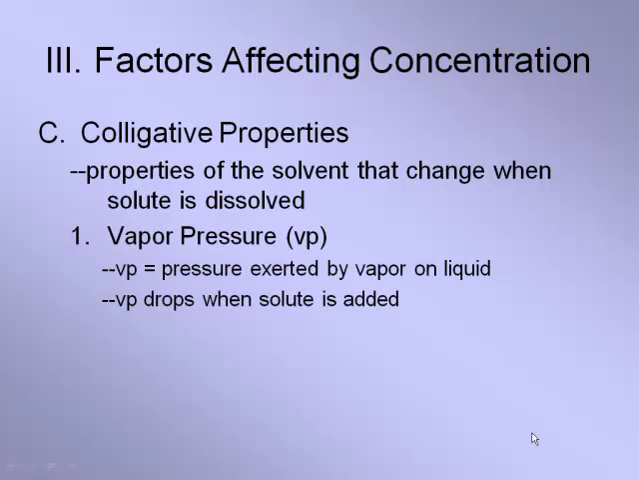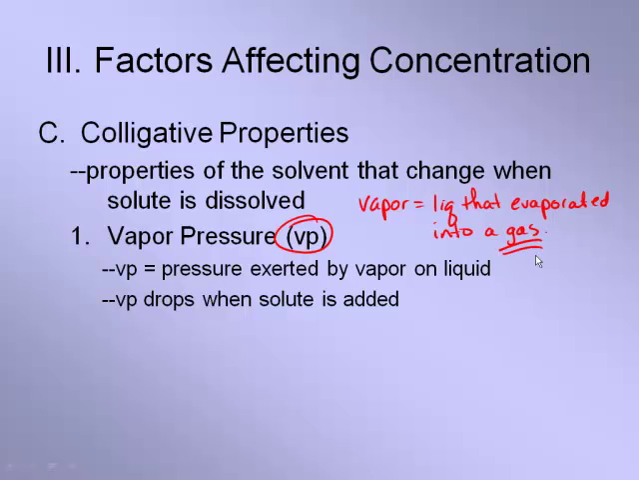The first one we're going to talk about is vapor pressure. Vapor pressure is abbreviated with VP, and vapor pressure, by definition, is the pressure exerted by a vapor on a liquid. Now, what's a vapor? Remember that the key to being a vapor is it's a liquid that has evaporated into a gas. So it's in the gas form, but it was a liquid previously.